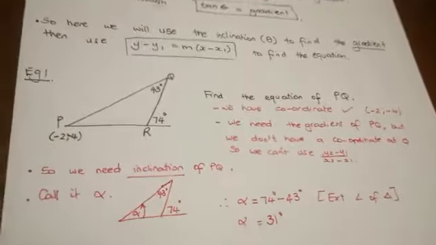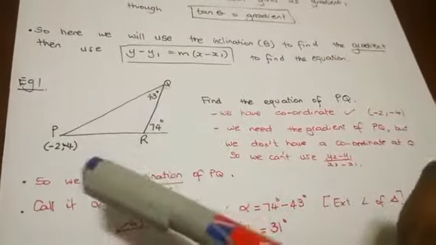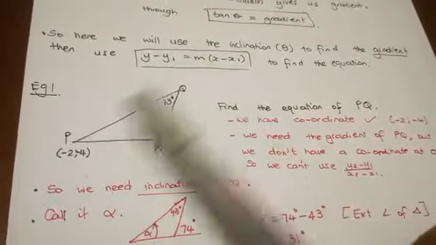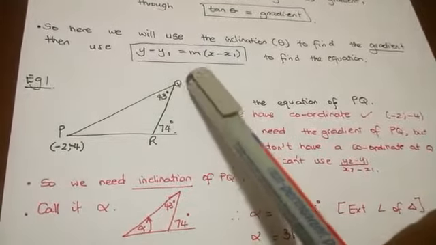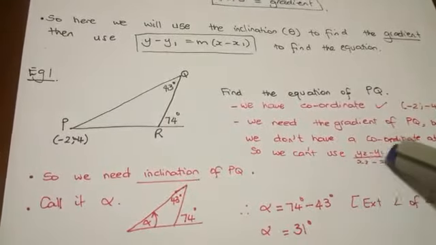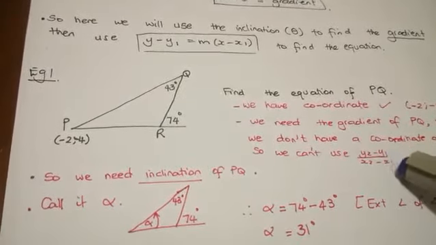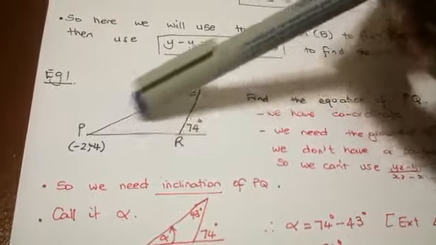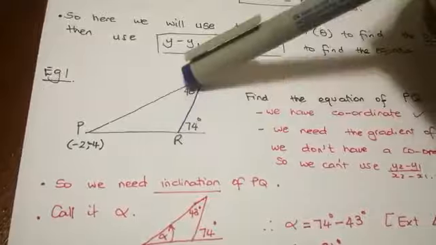So let's look at the first example. It says find the equation of PQ. Now if you check, by P we have a coordinate, and by Q we don't have a coordinate, so we cannot find the gradient of the line using this. That means we have to find the inclination of PQ using these angles that we have.